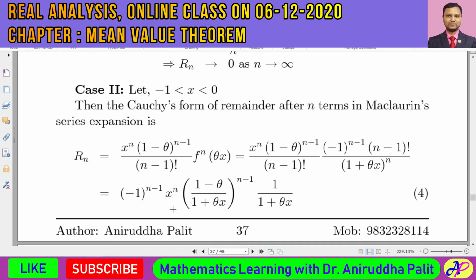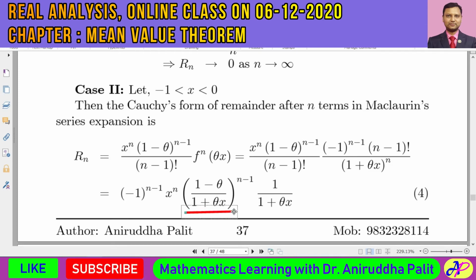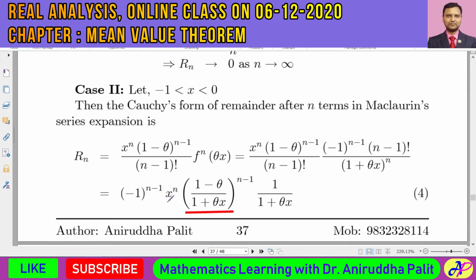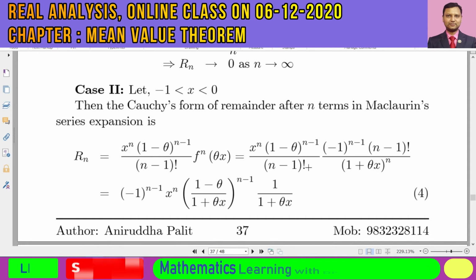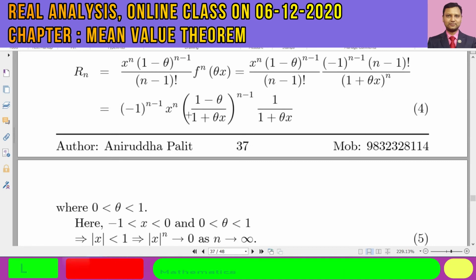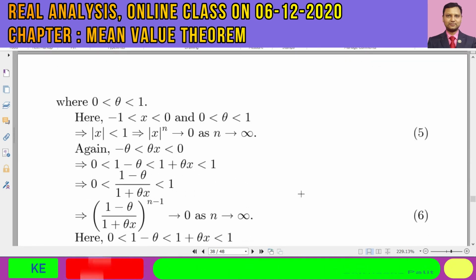So our target is to show that this expansion is tending to 0 as n tends to infinity, and the remaining quantities, that means this x to the power of n, would be a finite quantity, because x is a finite real number, and these other expressions are all finite quantities. So we just need to show that ultimately Rn tends to 0. Now how to show this result? We need to construct this expression 1 minus theta divided by 1 plus theta x. Okay, how to show this result?